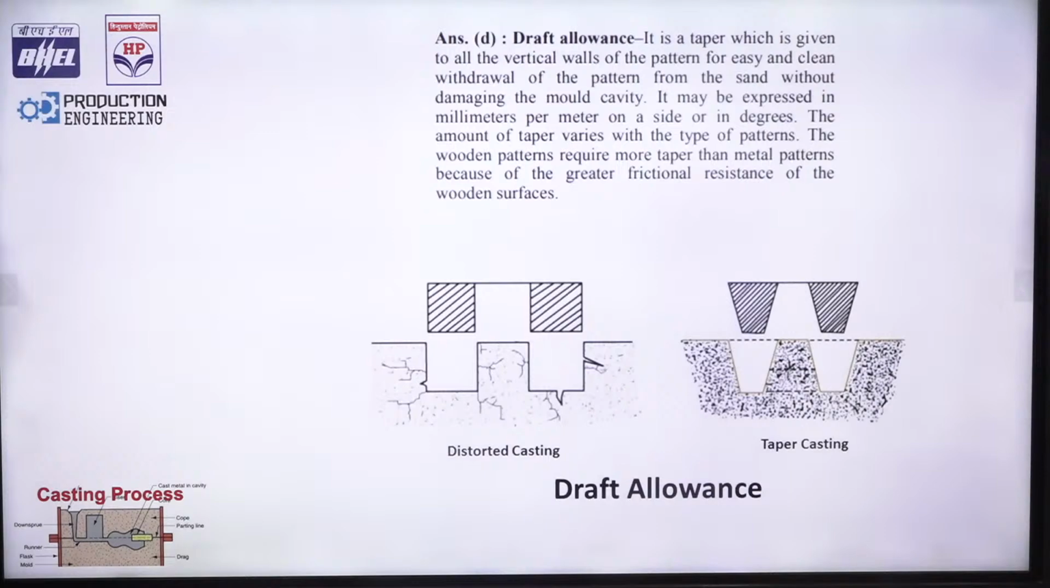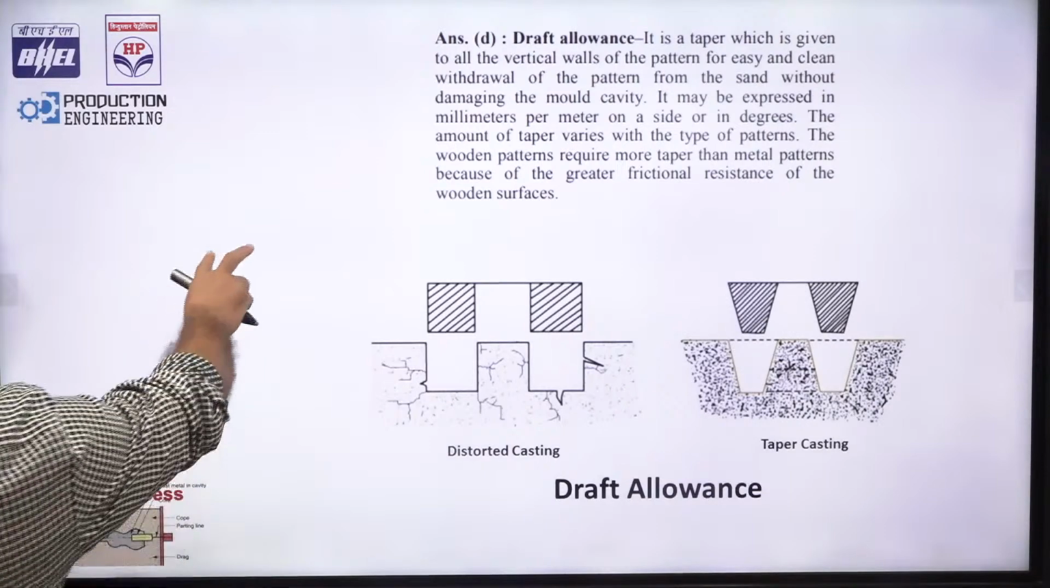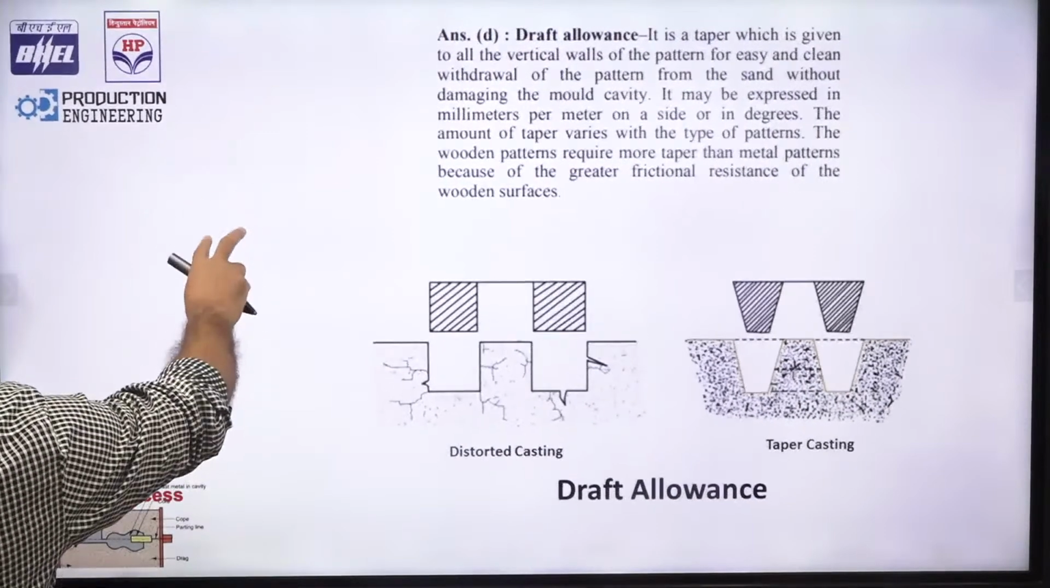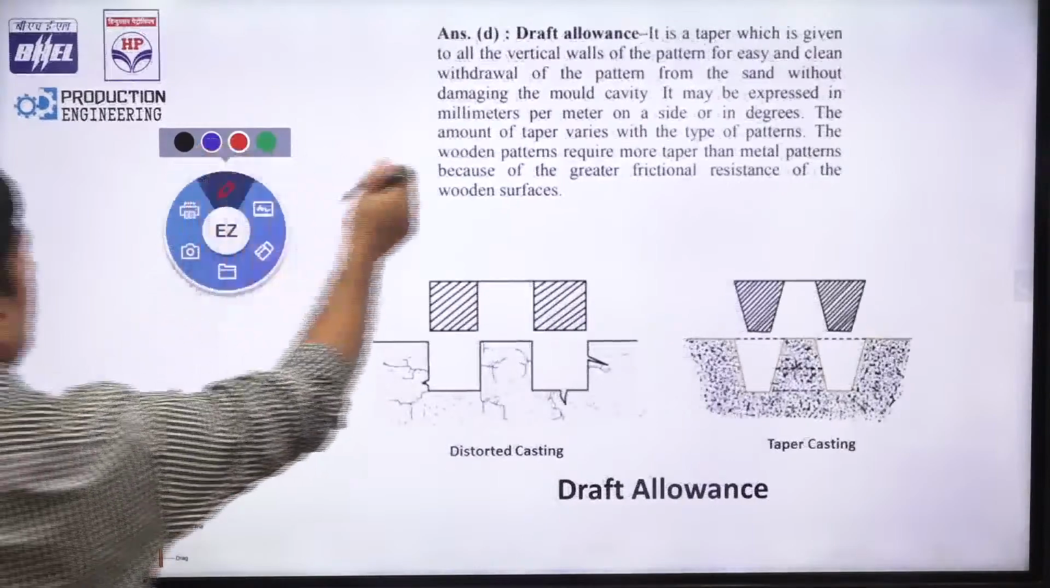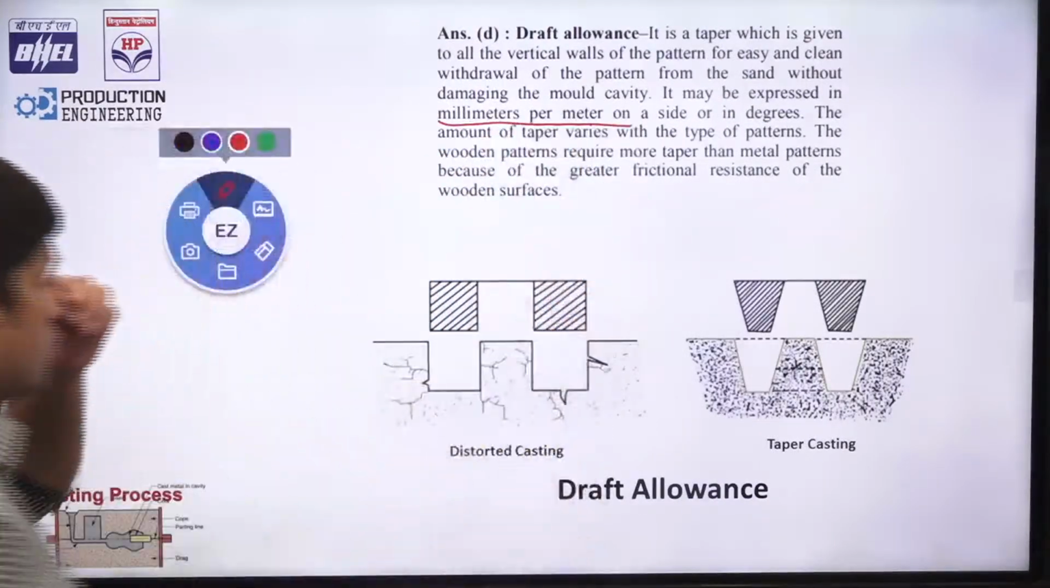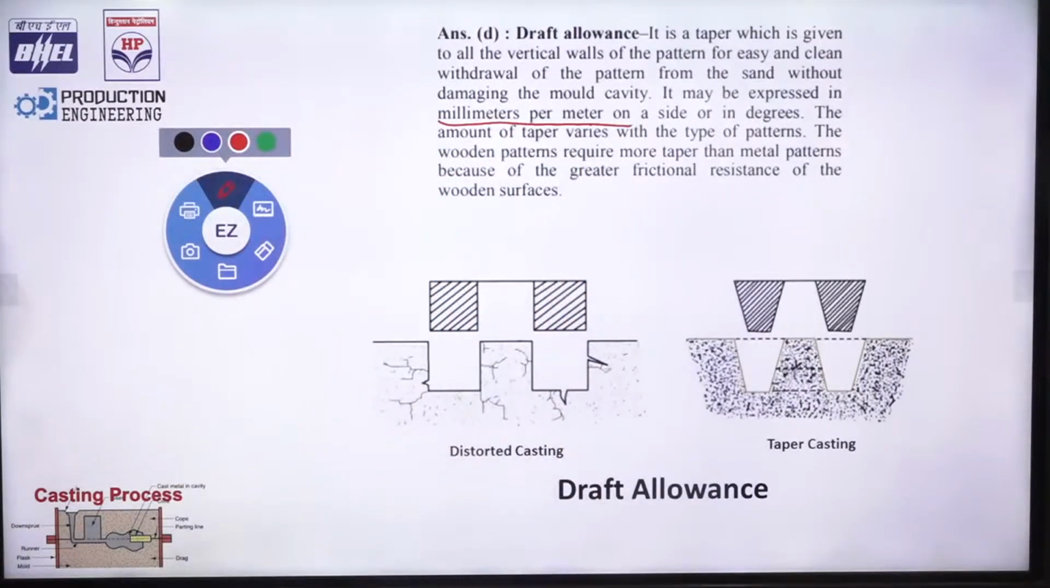And see the unit. What is the unit of draft allowance? Sometimes this question is also asked. It is millimeter per meter on the side, or in degrees. The amount of taper varies with the type of pattern. So it can be millimeter per meter, or it can be in degrees.